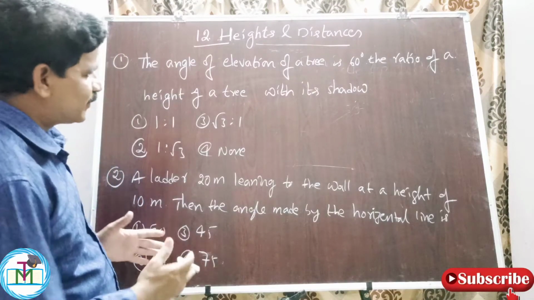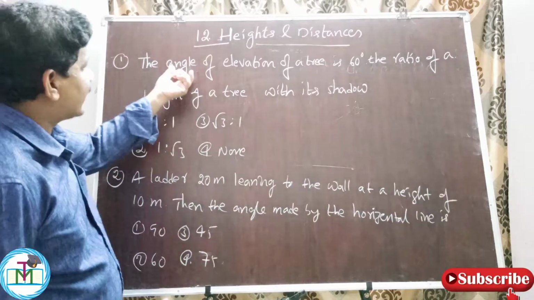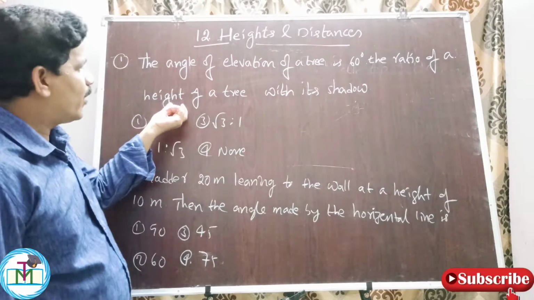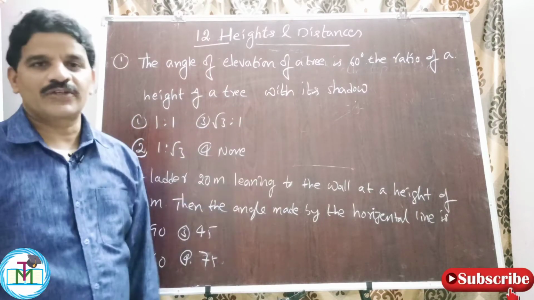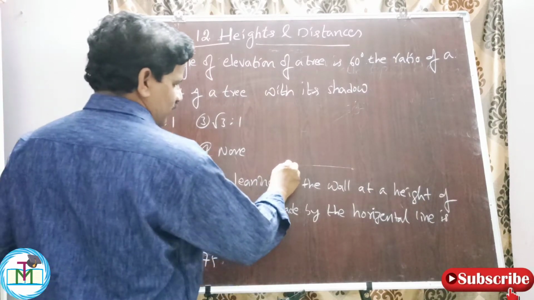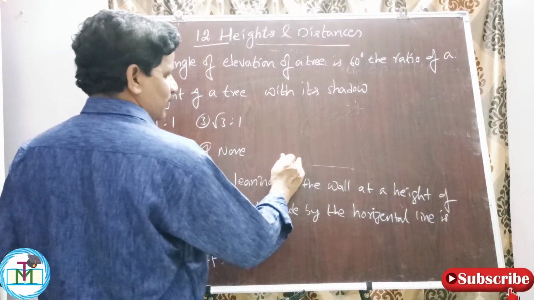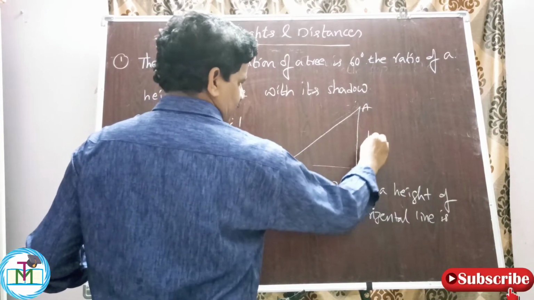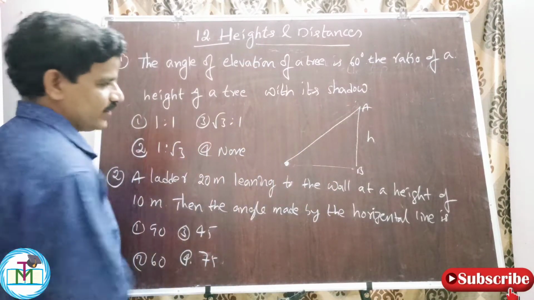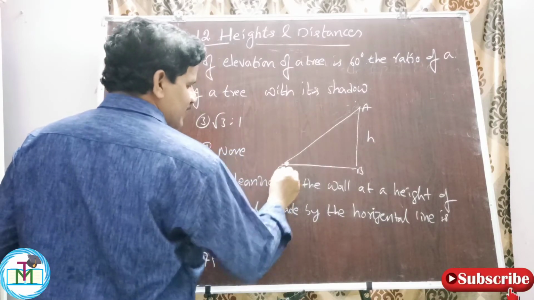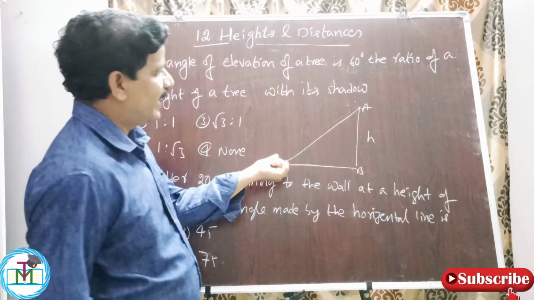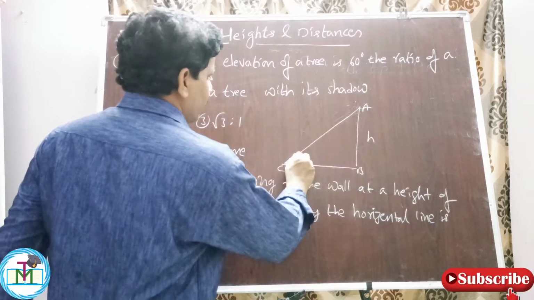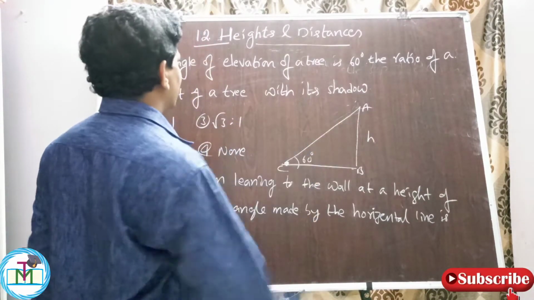Question number 1. All these problems are under type 1. The angle of elevation of a tree is 60 degrees. Then find the ratio of the height of the tree with its shadow. So here this is the observation point from which we are observing the angle of elevation of a tree. AB is the tree having height h, and this is BC. C is the point from which we are observing the angle of elevation of the tree height AB. So here the angle of elevation is 60 degrees.